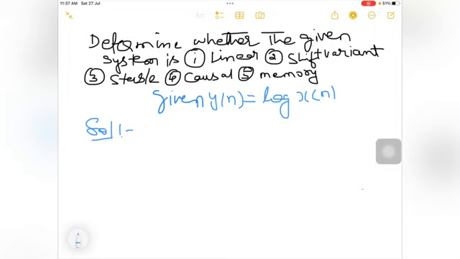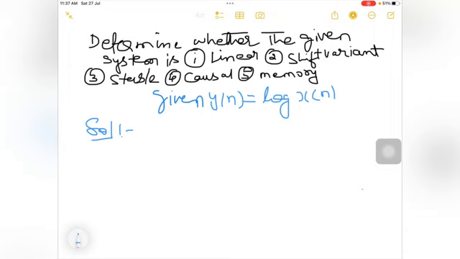Now here the given function is a discrete function, that is y of n. Similarly, if they give any continuous function, it has to be represented by y of t. It's a function of whatever the input. So here y of n is equal to log of x of n. So x of n is the input and the logarithmic value of the input is equal to y of n.